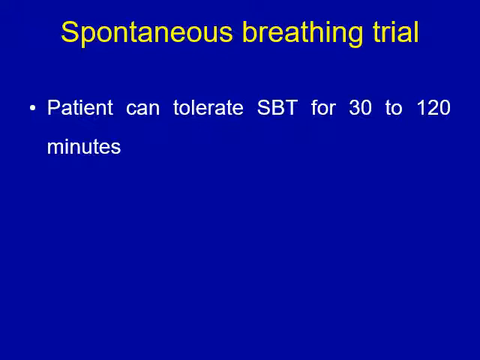So we have to assess this spontaneous breathing trial for a period of minimum 30 minutes to maximum 120 minutes. If the patient satisfies this 120 minutes, that means you can extubate the patient.